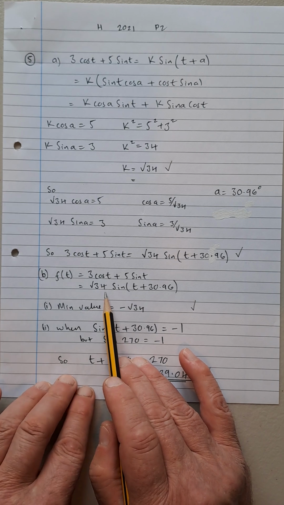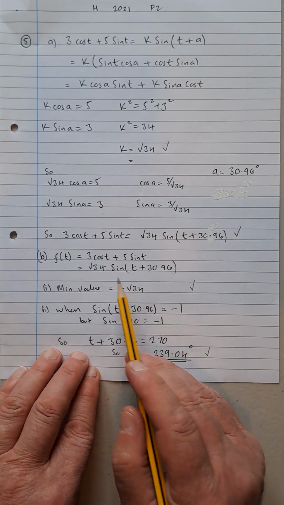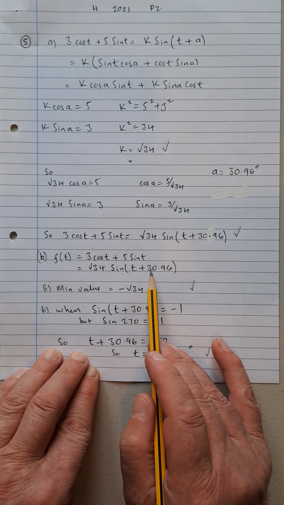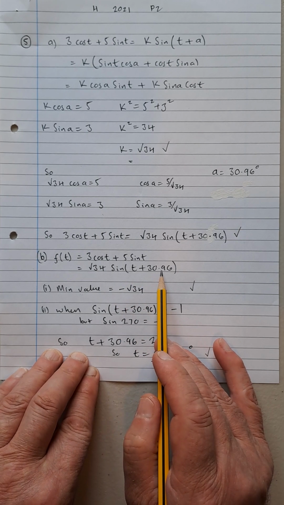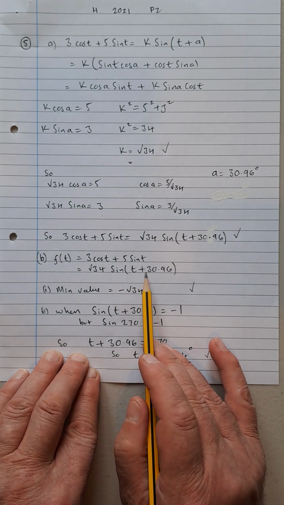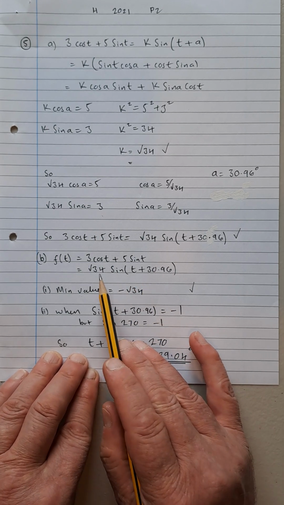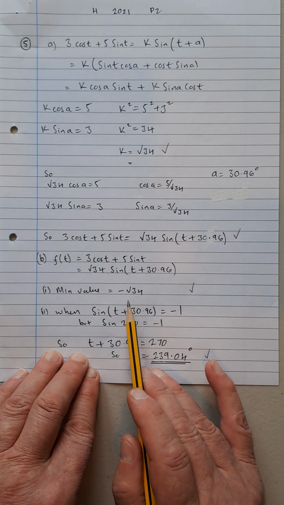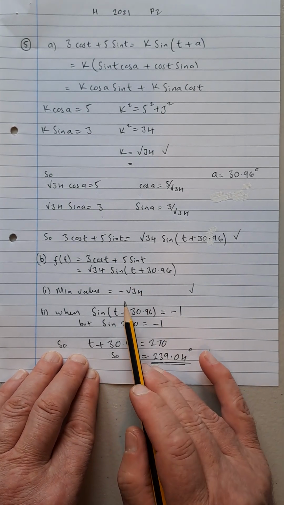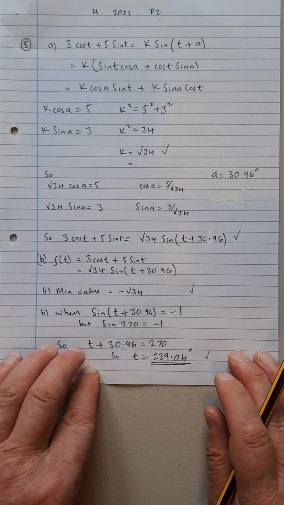This allows you to get the minimum value, because the minimum value of this function occurs when the sine of t plus 30.96 is equal to minus 1. The lowest sine anything ever goes to is minus 1. So we have root 34 times minus 1, that gives you minus root 34.